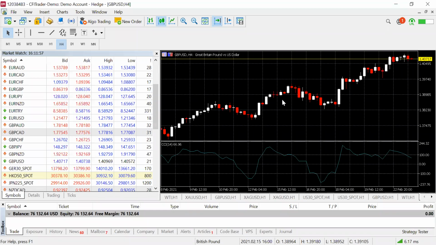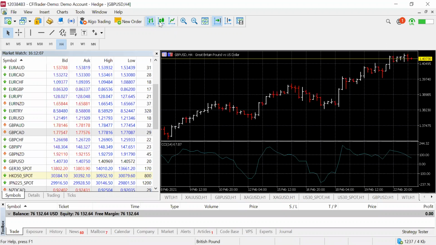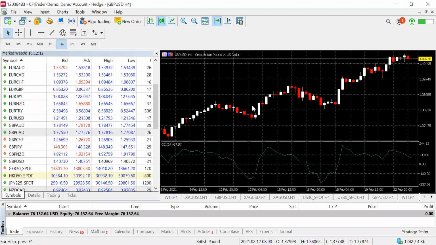For the second one, if you don't like to use the candlesticks, you can always change it over here with the line chart, for example. You have those three options. Usually using the candlesticks is probably the most common way to look at the platforms, and it gives you a lot of opportunities to trade the market.